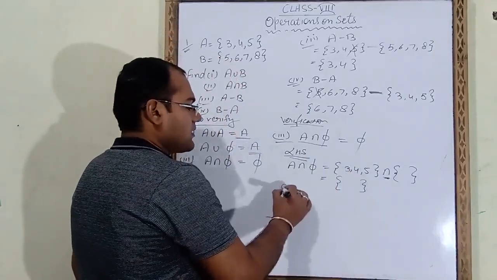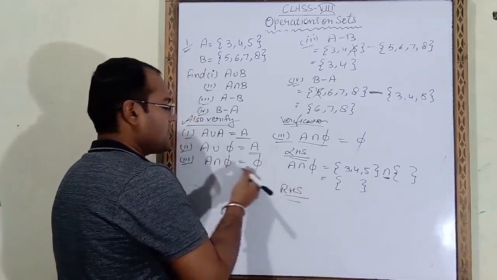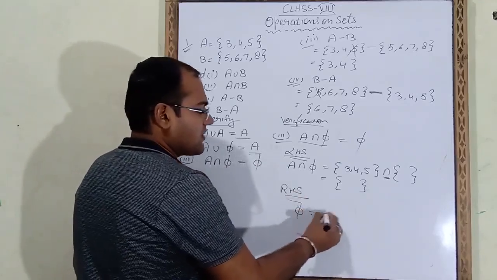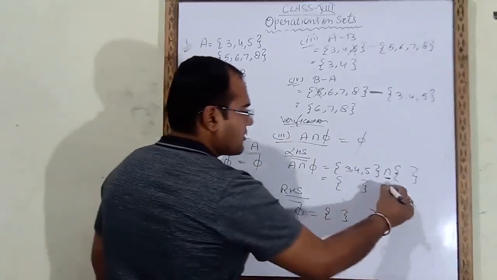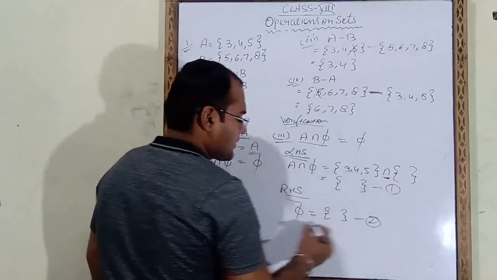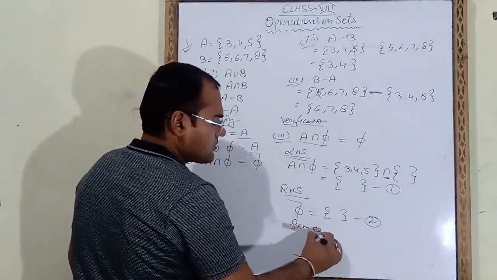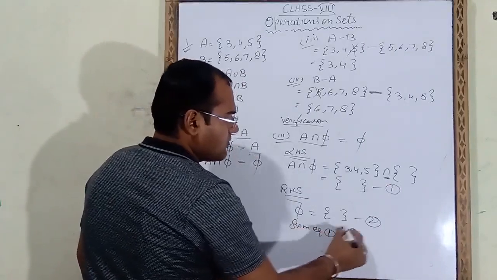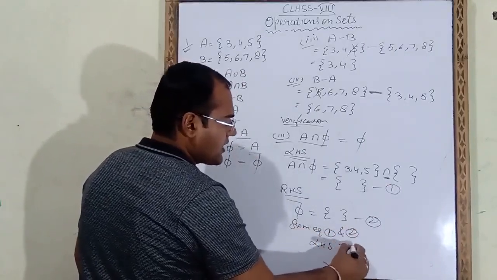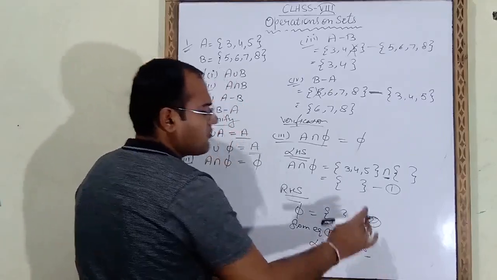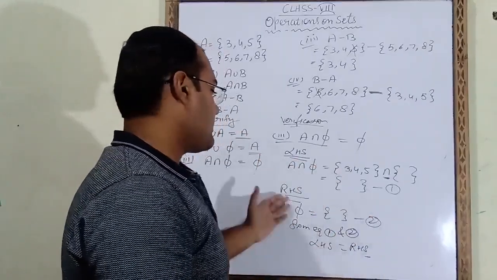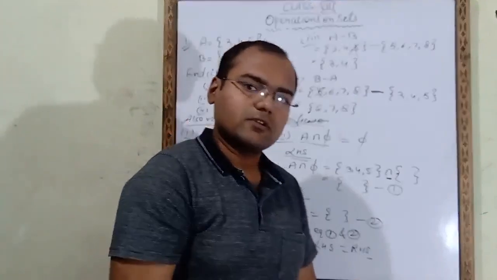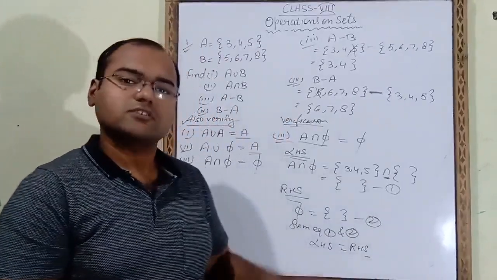Now right hand side. What is right hand side here? Right hand side is phi, and phi means empty set, so no element will be there. So from equation 1 and 2 we got the answer that left hand side and right hand side are equal to each other, because left hand side is also an empty set and right hand side is also an empty set. So in this way you have to do such questions.